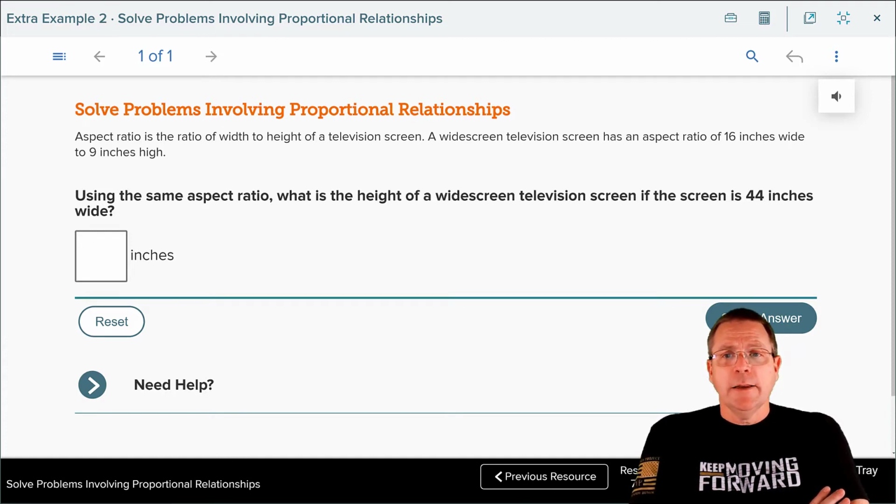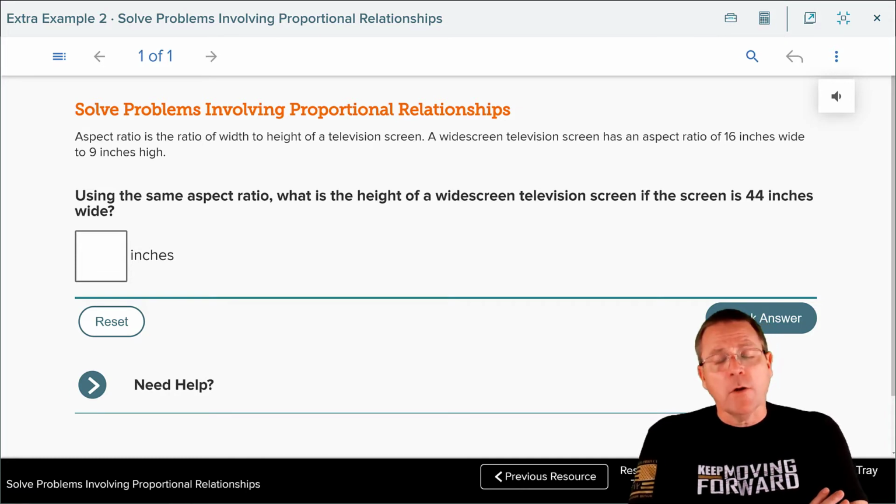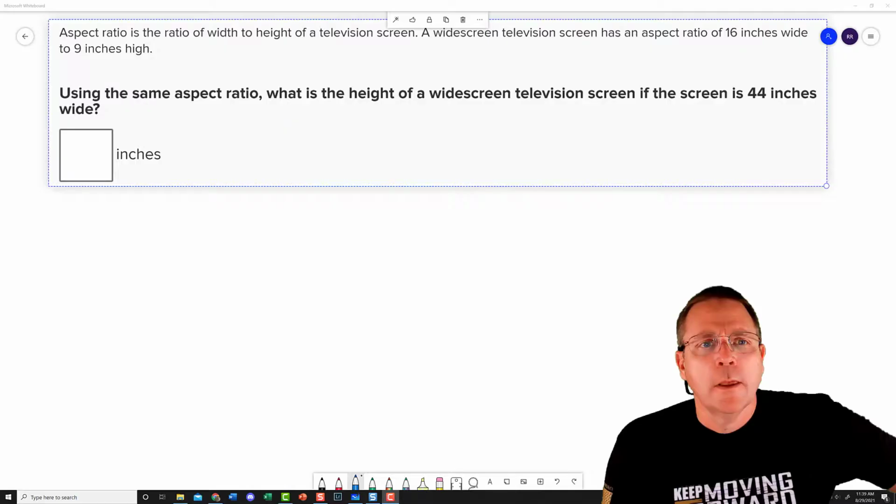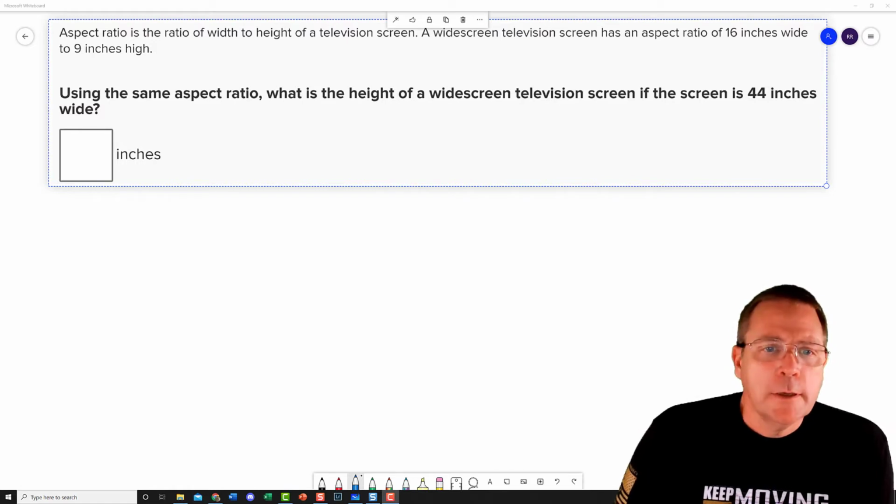Use the same aspect ratio. What is the height of a widescreen television if the screen is 44 inches wide? You pause the recording, calculate this one, and check your answer, and I'll come back and show you what I did. Now, once again, given a choice, I'm going to use algebra every time.